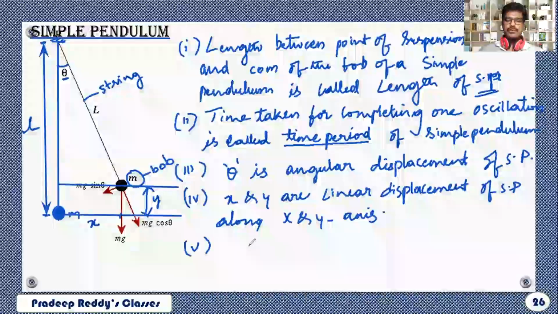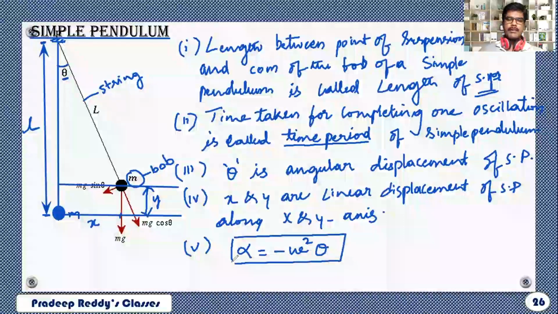Now, in order to show that it is executing simple harmonic motion, we need to prove that alpha is equal to minus omega square into theta. This is the equation for angular SHM of a simple pendulum. Now we need to prove this.